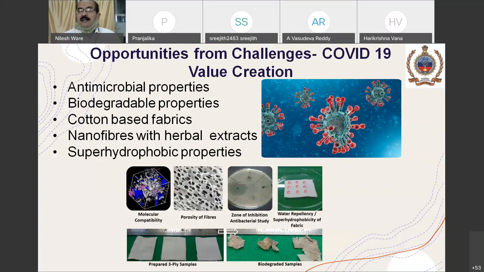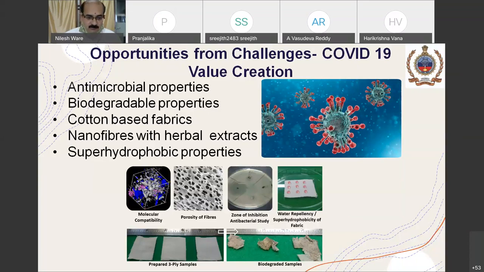Nanofibers are of the order of 10 power minus 9 meters, and our virus is falling in that category only. I'll repeat again: 10 power minus 9 meters, 1 nanometer. My nanofiber is falling in the dimension of our lovely coronavirus. Yes, I think you all are guessing correct. Superhydrophobic property is a value addition.